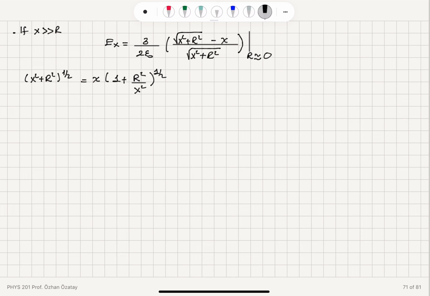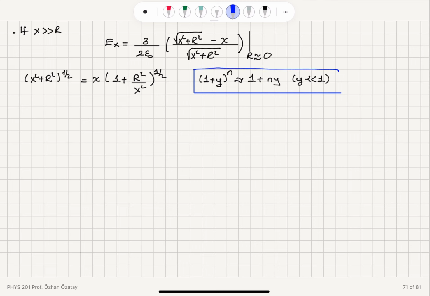Now there is an important result I know from Taylor's expansion, Taylor series. 1 plus y to the power n is approximately equal to 1 plus ny for the limit y much less than 1. So this is a result I know from Taylor series expansion, basically. So I recall this result in order to understand the limiting behavior here.